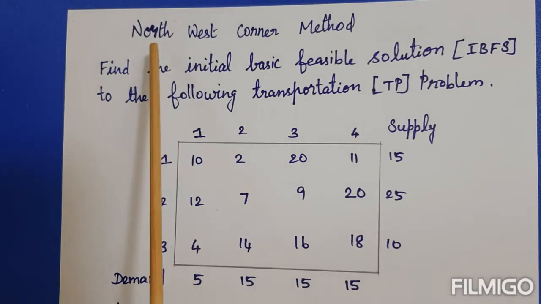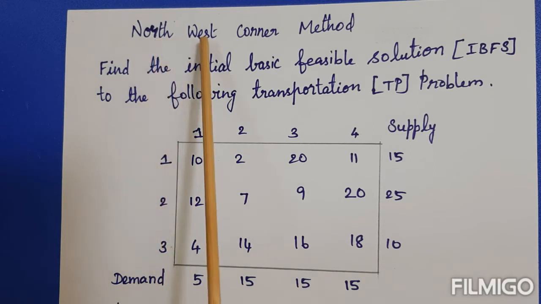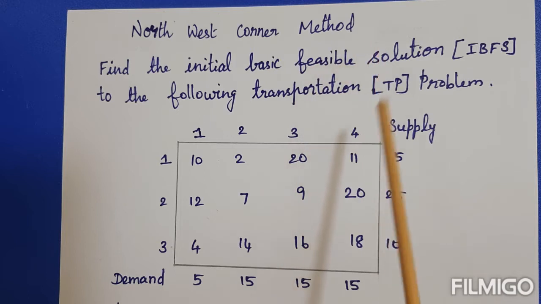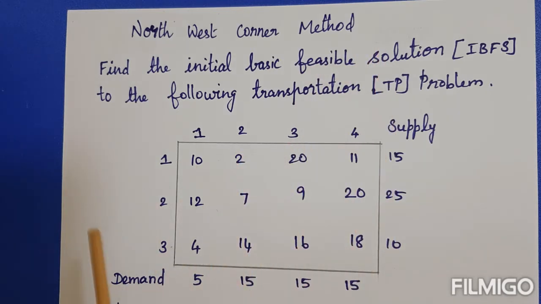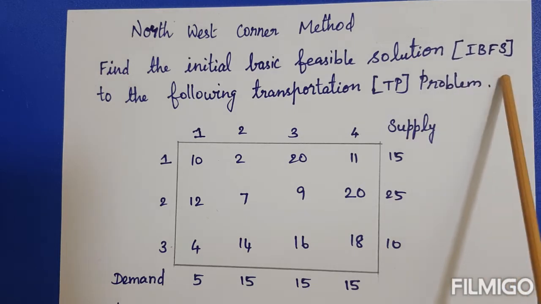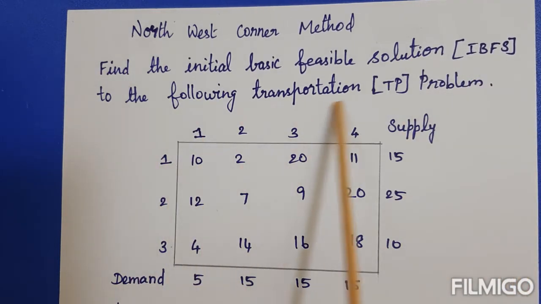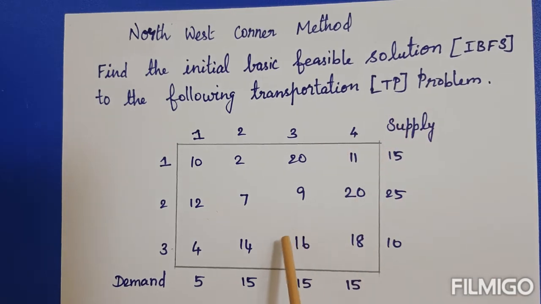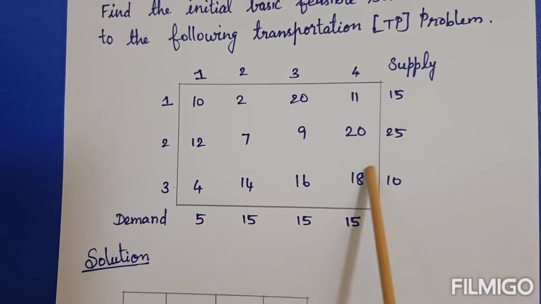The topic of this video is how to apply the Northwest-Corner method to find the initial basic feasible solution to a given transportation problem. Let us take one problem for example. Find the initial basic feasible solution, abbreviated as IBFS, to the following transportation problem, abbreviated as TP. Here is the problem given to us.